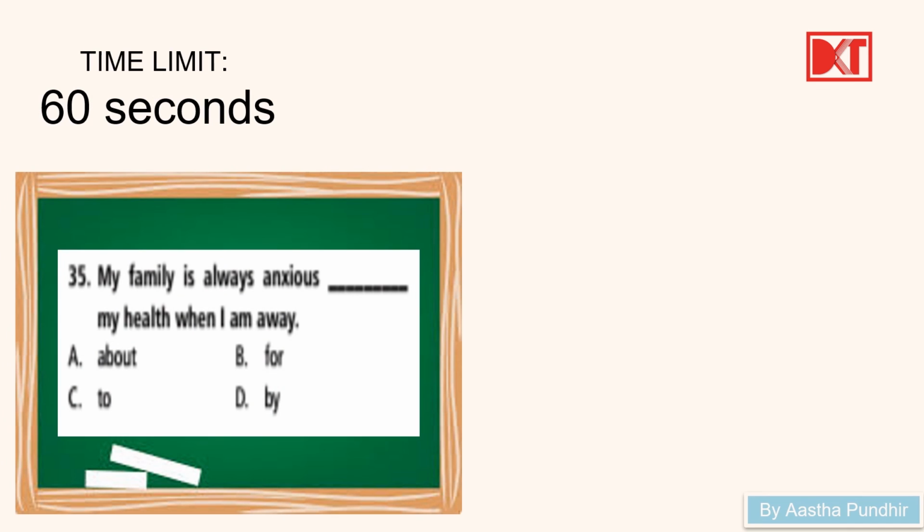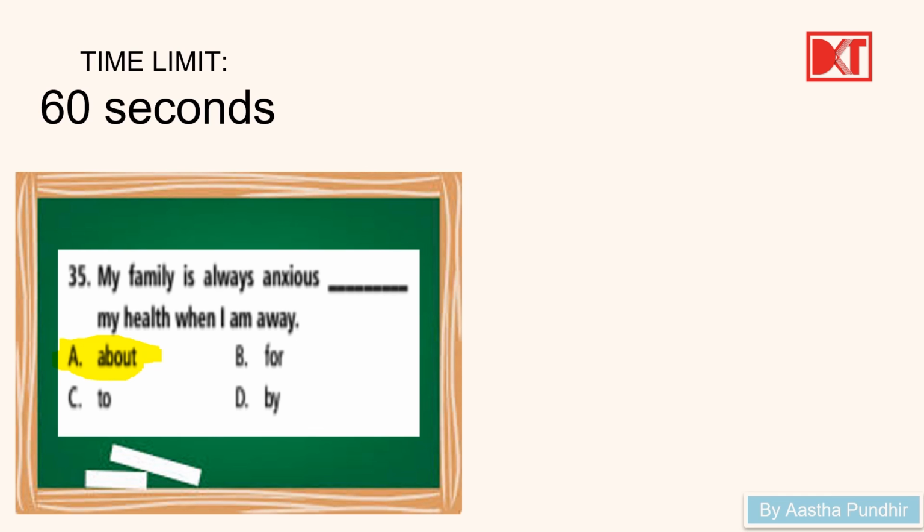Okay, now the next one. My family is always anxious dash my health when I am away. A: About my health. B: For my health. C: To my health. D: By my health. Here the correct answer is A, about my health. Pretty easy. My family is always anxious about my health when I am away.